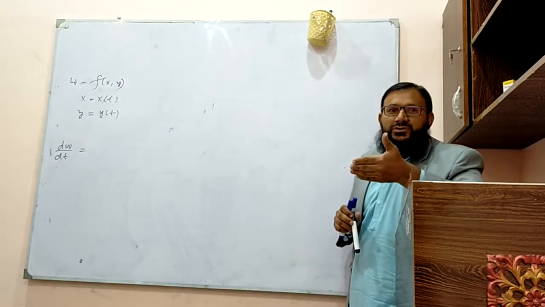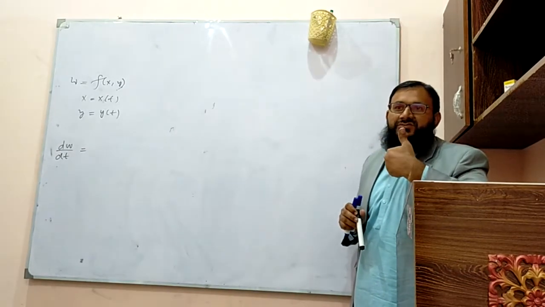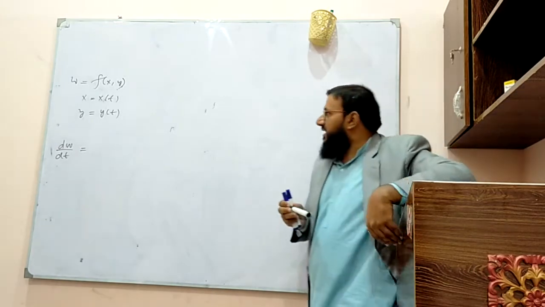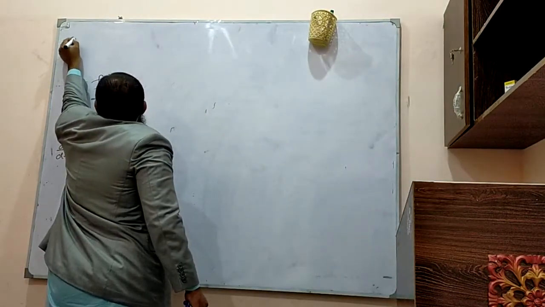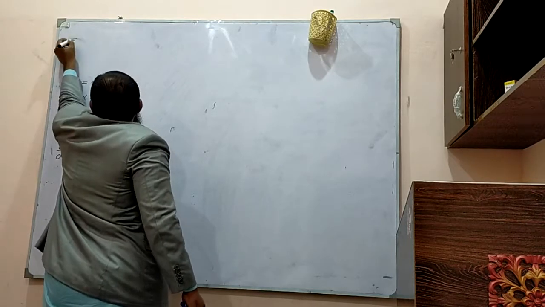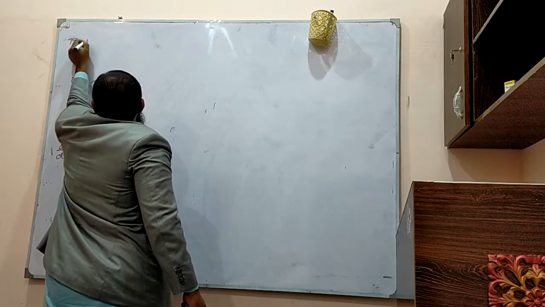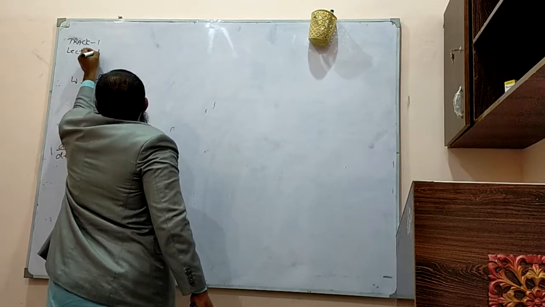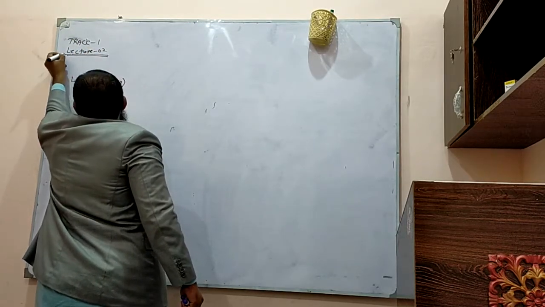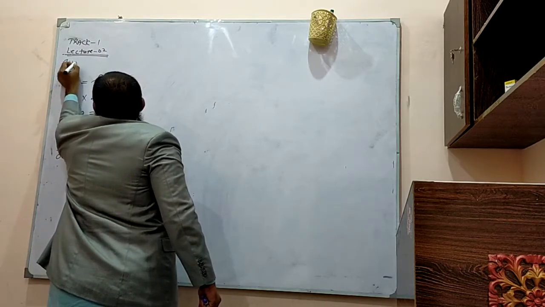We have the chain rule in single variable calculus. Now this is what we call the multivariate chain rule. Let me write this thing. Track 1, and this is going to be lecture 2 because we are going to continue from yesterday. So this is the chain rule.